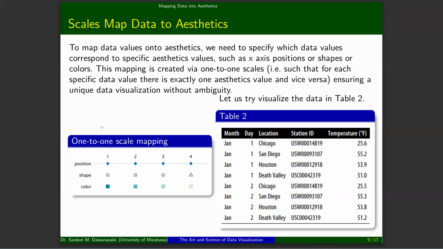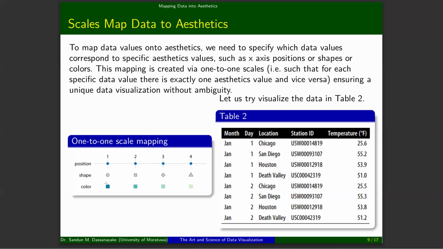The aesthetic is the shape, and the scale is the shape, like circle or square. You can have multiple types of shapes, and you can think about different shapes in terms of the number of edges they have. So you have 5, 6, 7. You can go like that as well. So it's one-to-one mapping, one-to-one scale mapping.